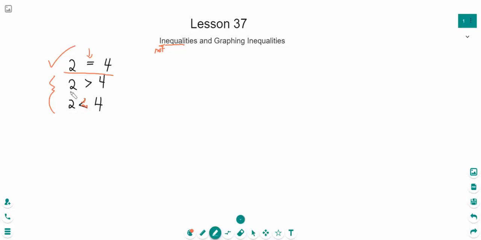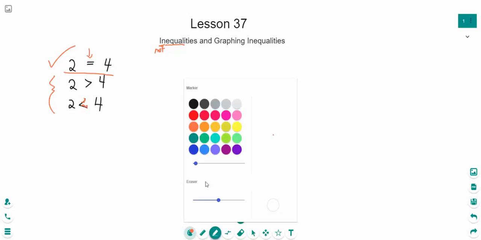All right, so we would read this as 2 is greater because the greater part of this symbol is pointing towards the 2. 2 is greater than 4. All right, which obviously is not true. And then down here we have 2 is less than. We read that less than because the closed part of the symbol is facing the left. So we have 2 is less than 4. All right, and hopefully that's just a basic review from previous years. All right, so let's start talking about these two.